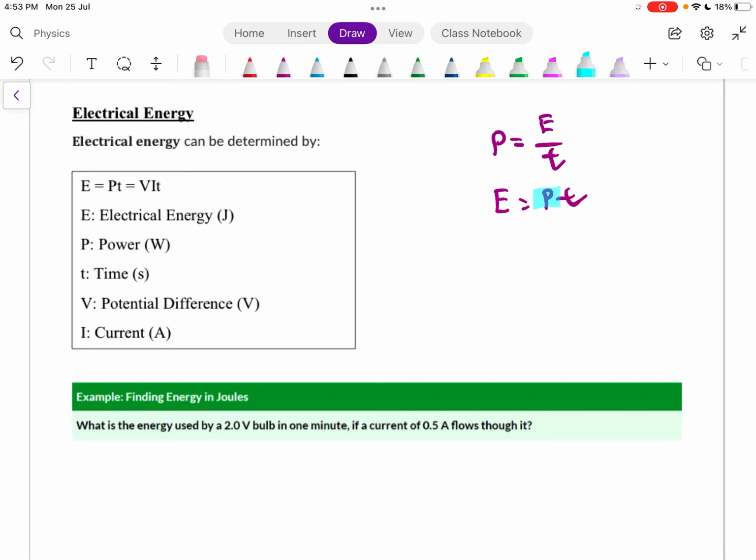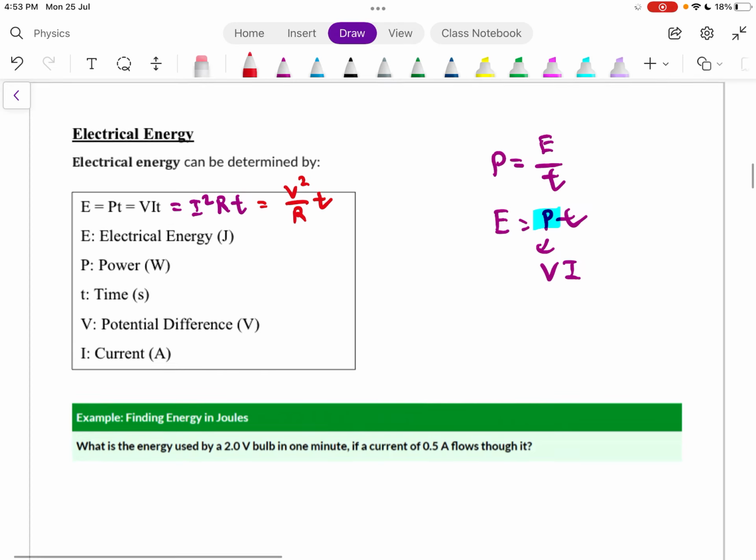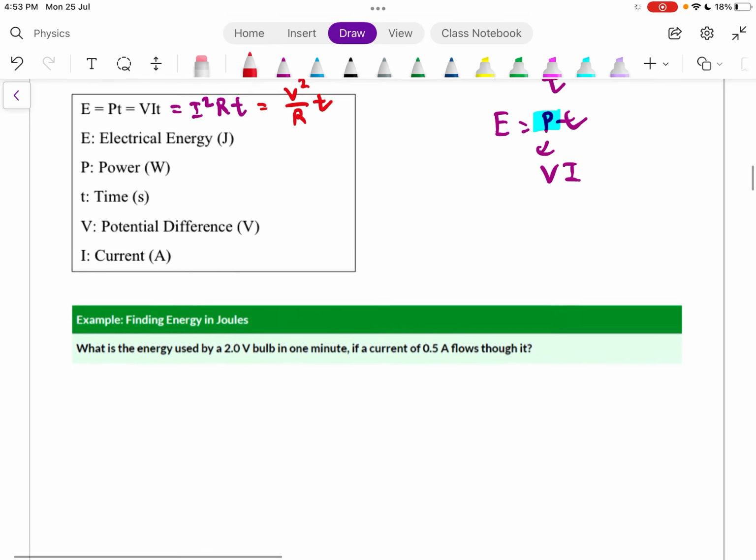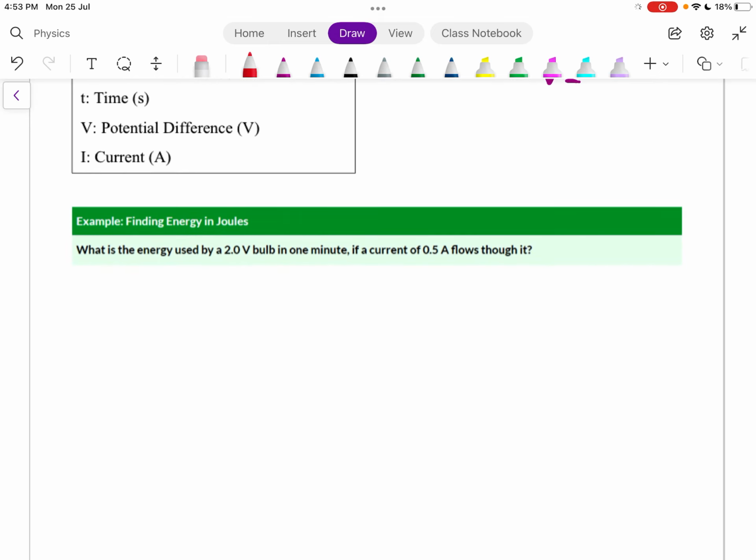And since we know that power is equal to VI, that's why there's another form, VIT. Of course, there's two more forms: I squared RT, or V squared over R times time. So for energy, there's always a time associated with it, right? Energy is in terms of joules, power in watts, time in seconds, V and I in volts and current in ampere respectively.